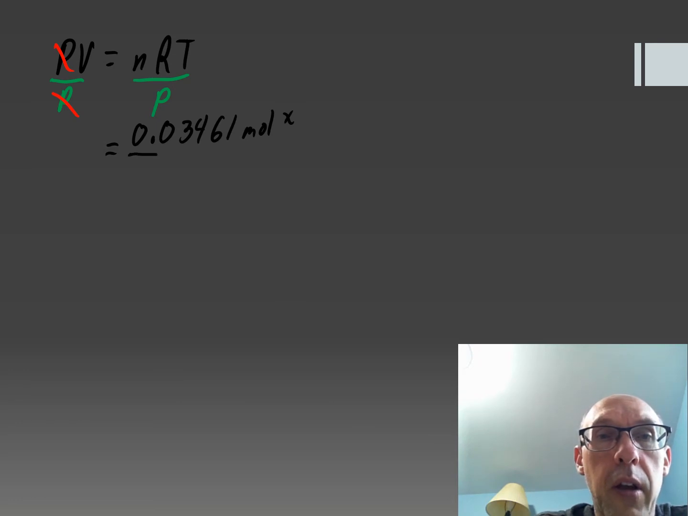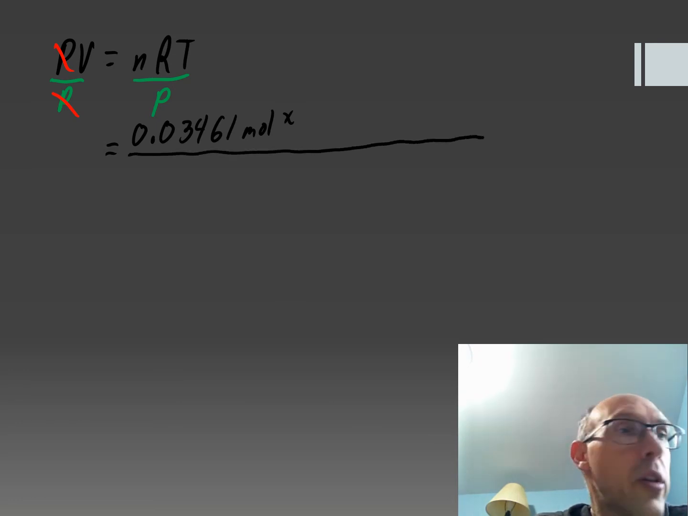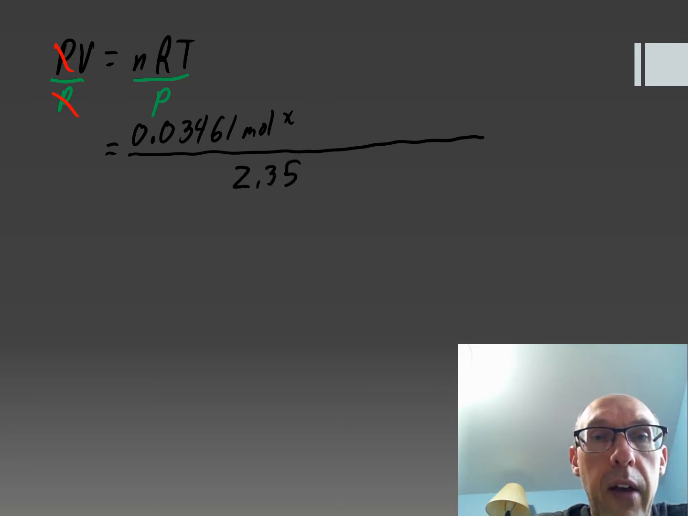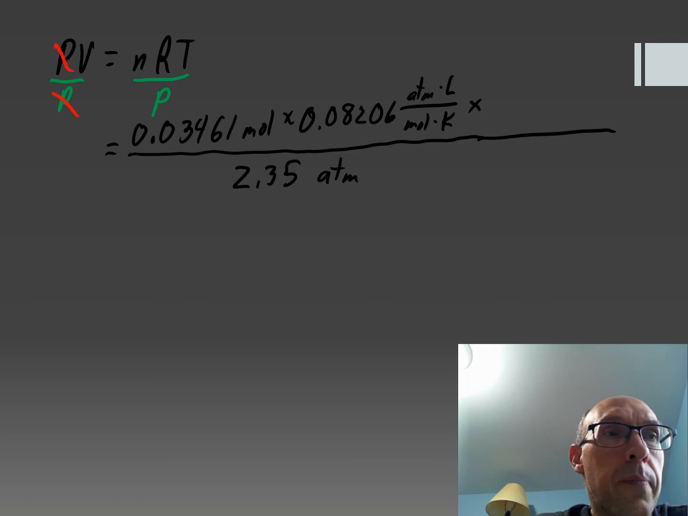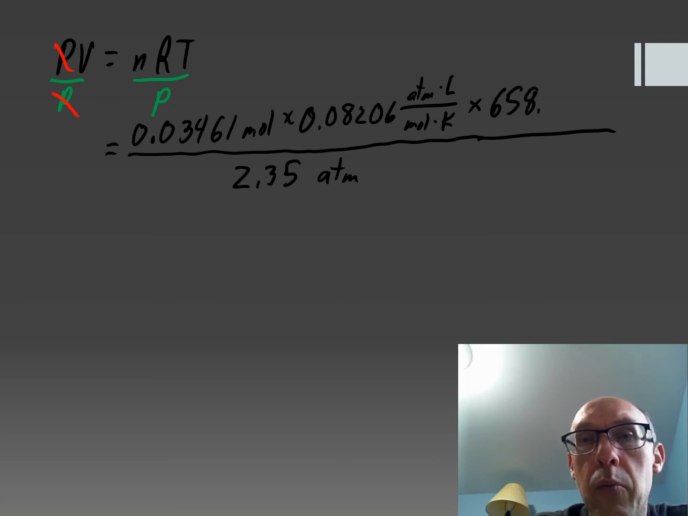times. Now, because we've got to pay attention to our pressure units, we said that the pressure for this was 2.35 atmospheres. So when I go to put in R, I need to put in the version that has atmospheres in it. That's 0.08206 atmospheres liters per mole Kelvin. And then I'll multiply lastly by the temperature. The temperature we worked out to be 658.15 Kelvin.